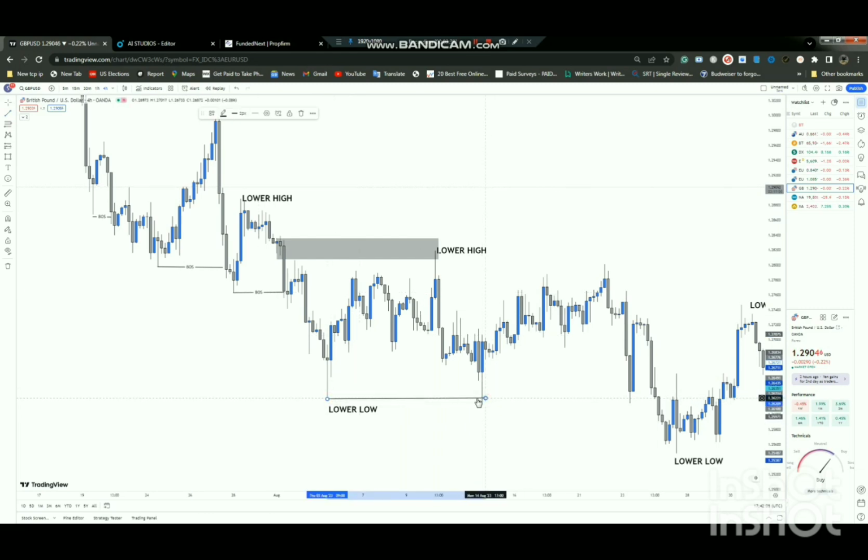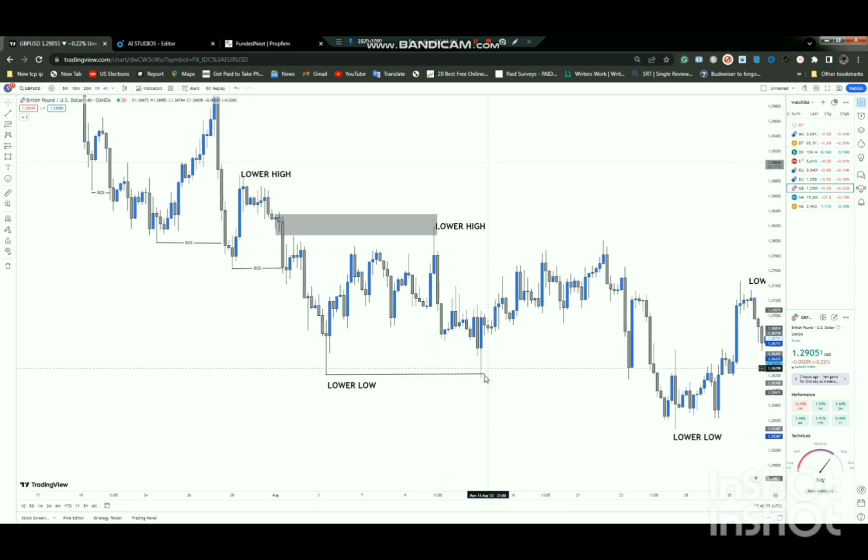This was the last low, but it wasn't the real BOS because it was taken out by a wick. And for this we call it a liquidity sweep. It was taking out those people's stop losses that had bought from here, targeting this last high.